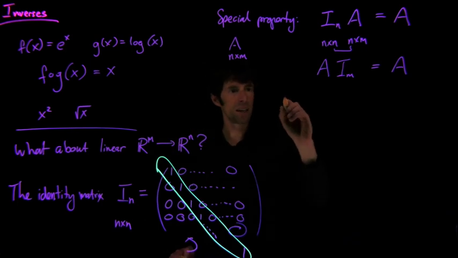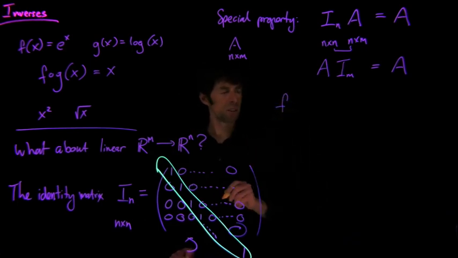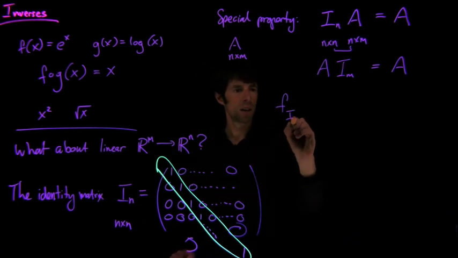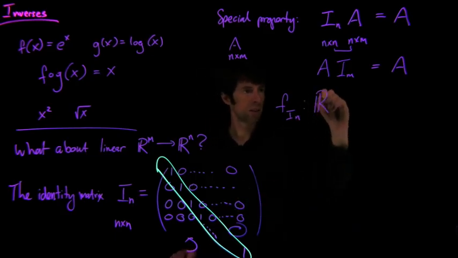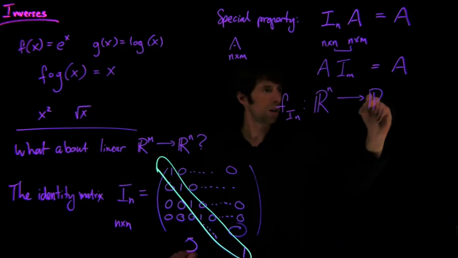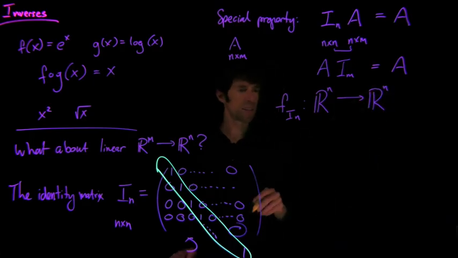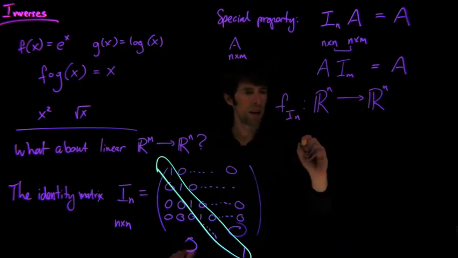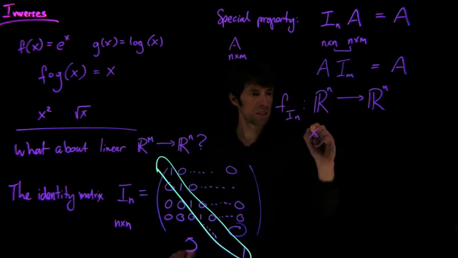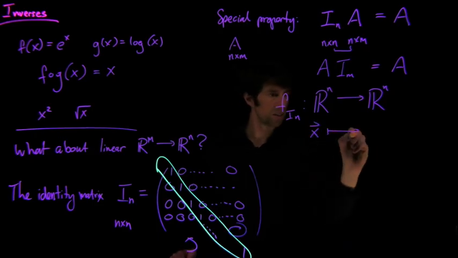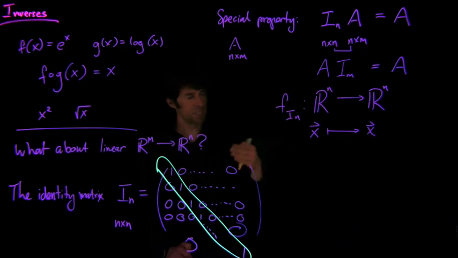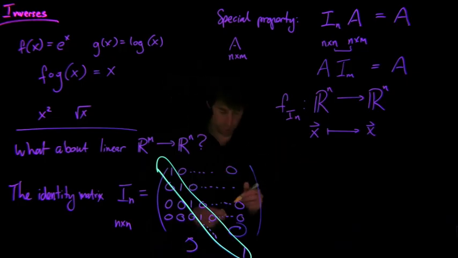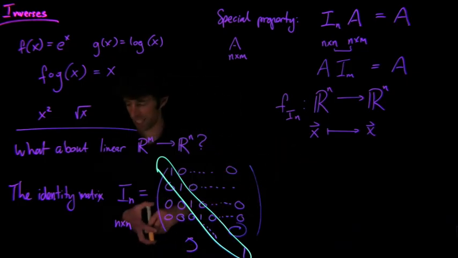So what this is saying is that the linear function associated to the n by n identity matrix, so this is a function from Rn to Rn, is the linear function that does nothing. This sends some vector x to that same vector x. It does absolutely nothing. It takes an input and just hands you back that same input and calls it the output now. It's a lazy function.